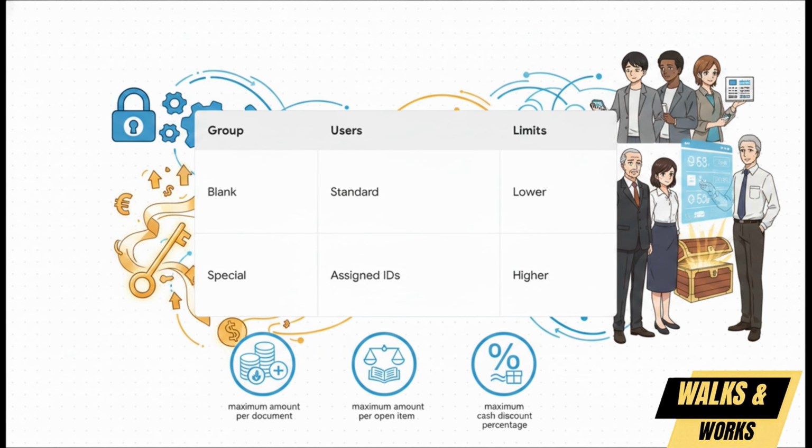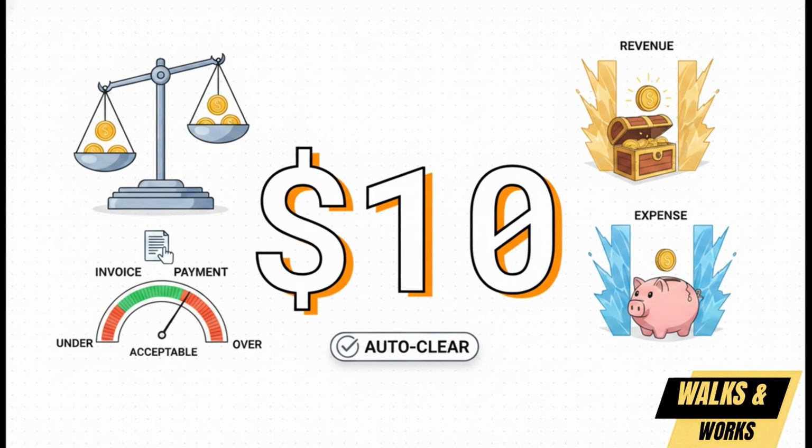In the configuration, you're capping three massive things: the maximum amount per document, meaning the total of all debits or credits in one go, the maximum amount per open item in a customer or vendor account, and the maximum cash discount percentage an employee is allowed to grant. Now, what's really interesting about this is that tolerance groups don't just cap those main document amounts. They also control the maximum tolerance for payment differences. Because, let's face it, in the real world, payments rarely match invoices down to the exact penny, right? A customer might short pay you by a few dollars or overpay slightly.